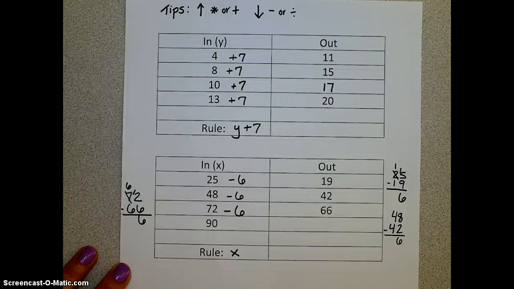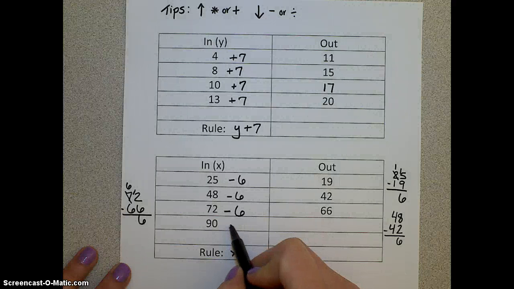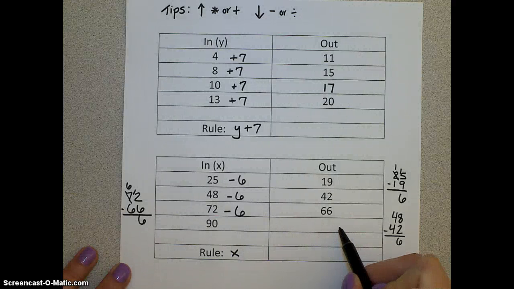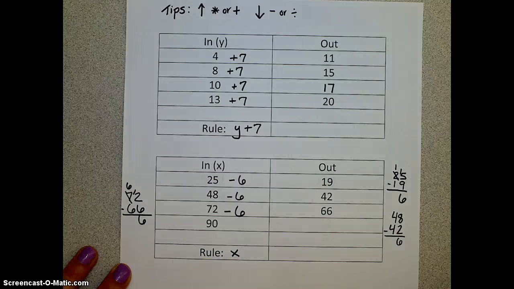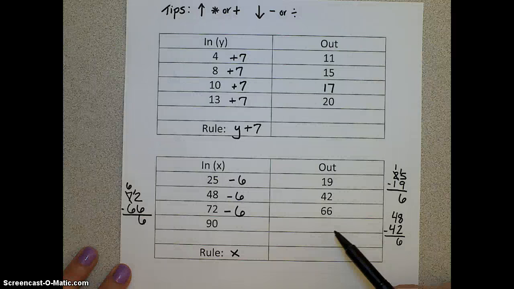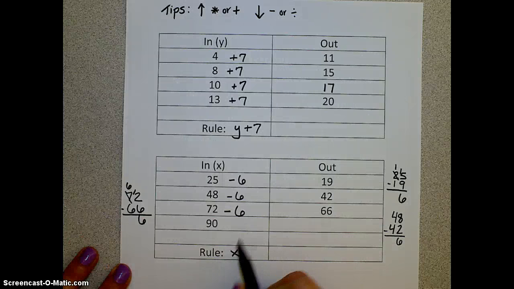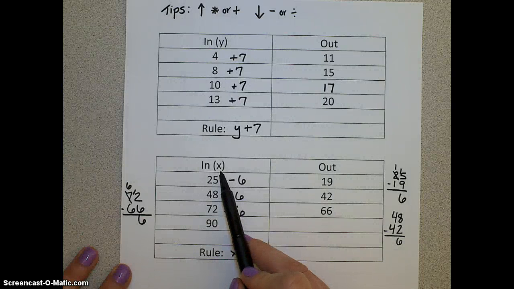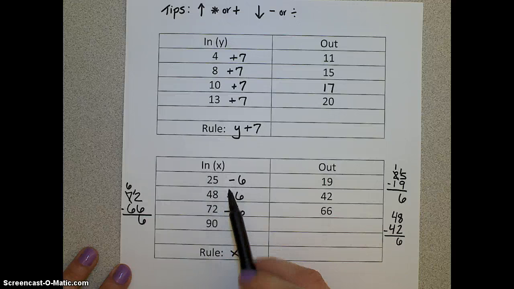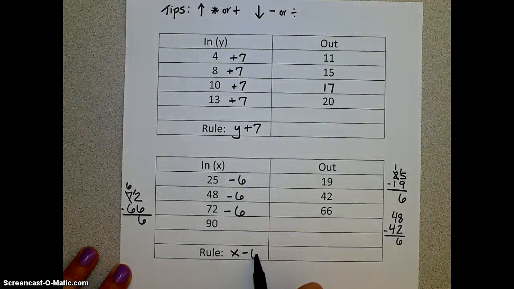So right now, what we'd like you to do is, if it goes in as 90, we apply our rule of minus 6. What will our out be? Take a minute to apply that rule and find your out. When you're done with that, let's make a note that our rule is x, because that's our variable for the in, minus 6.